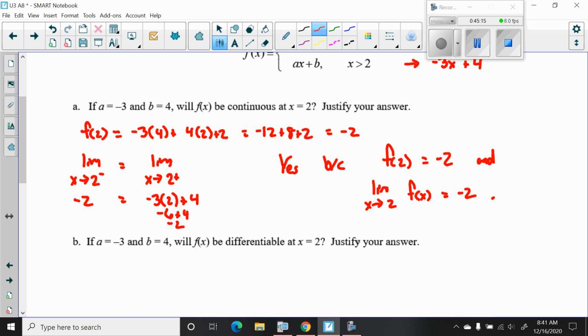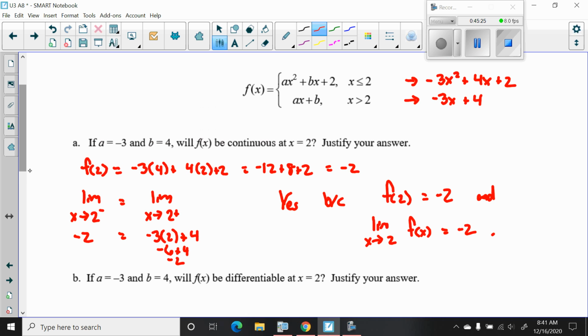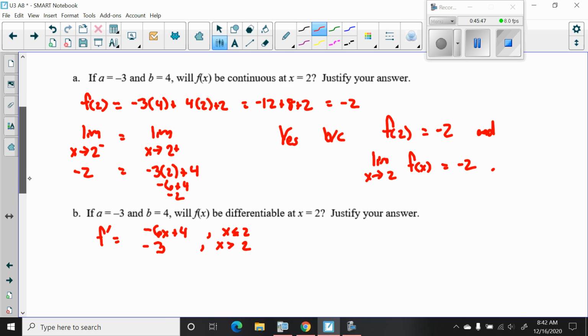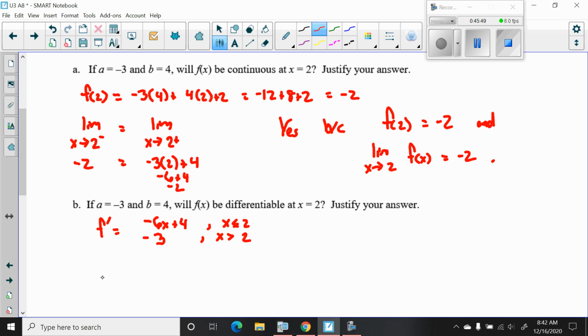Will it be differentiable? Okay, well, that means that we already know it's continuous, so we'll have to say something about it being continuous. Does the derivative exist? All right, well, f prime will equal -6x plus 4 when x is less than or equal to 2, and -3 when x is greater than 2. And so really it just comes down to the limit. So does this limit exist?